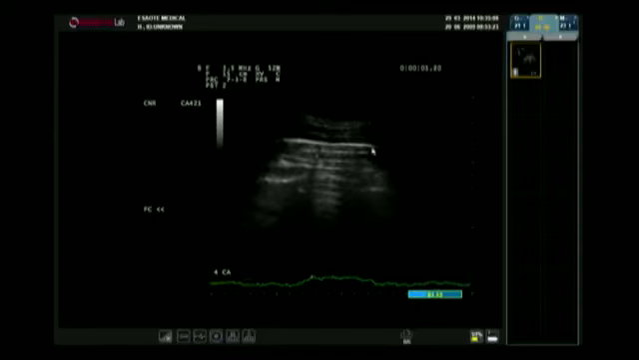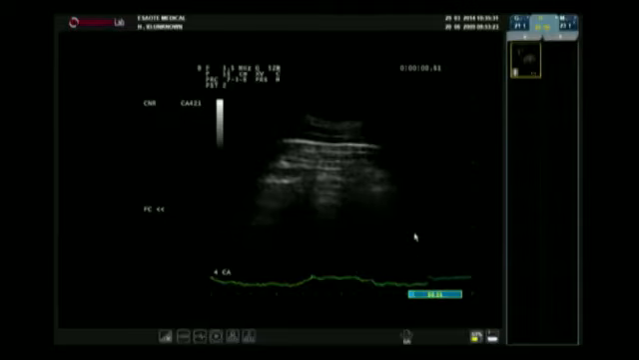What you see in a normal aerated lung, so in a lung without, for example, pulmonary congestion, is this horizontal hyperechoic line, and as you can see, it's moving synchronously with respiration. This is the image of the pleural line, and you don't see anything else if you have a patient with an aerated lung.